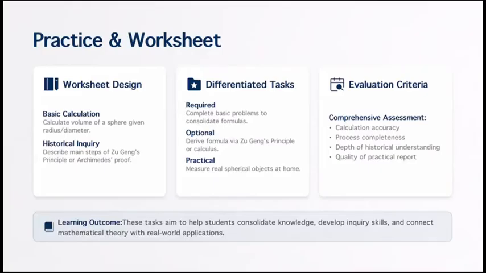There are also differentiated tasks. The basic task is to complete required exercises. The advanced task is to attempt to derive the formula independently. And the practical task is to measure spherical objects such as table tennis balls and basketballs at home and calculate the volumes. Evaluation will comprehensively consider calculation accuracy, completeness of the derivation process, depth of historical understanding, and the quality of practical reports, making the evaluation more holistic.